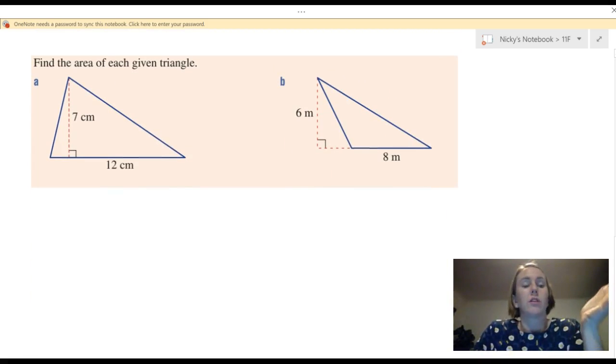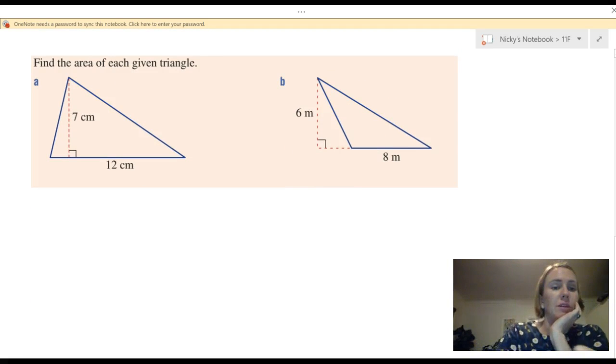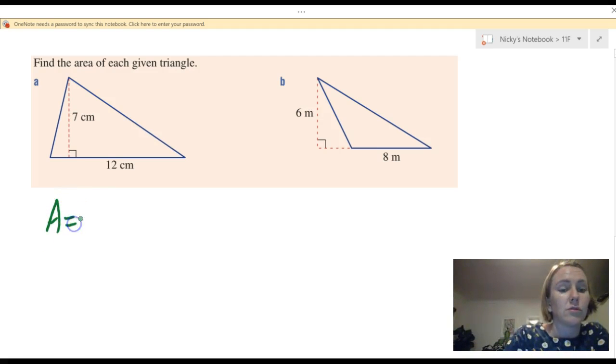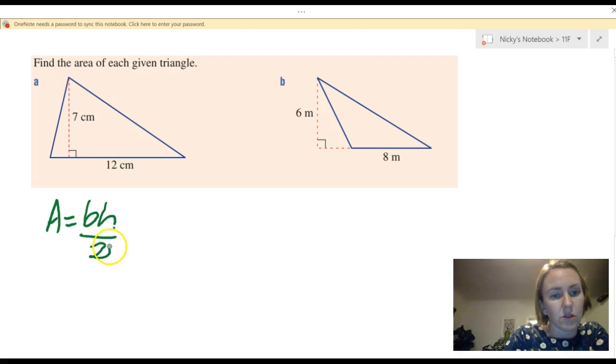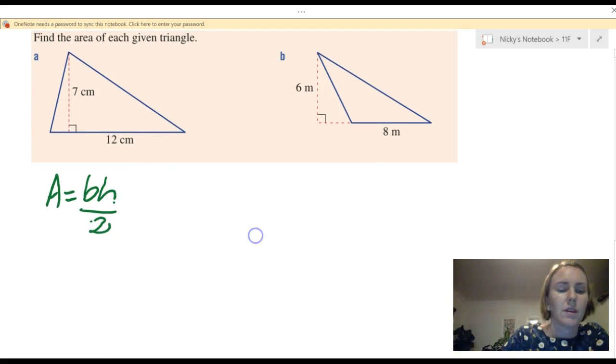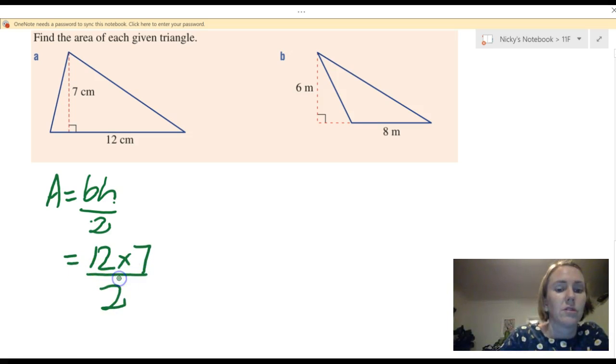So I've got two triangles here, we'll do one at a time. This one, the height is inside the triangle, and this one, the height is outside, but we're still going to use the correct measurements. So as always, we're going to write down our formula. A equals BH, B times H, over 2. Okay, so the one I've got here, base is 12, and height is 7, divided by 2.